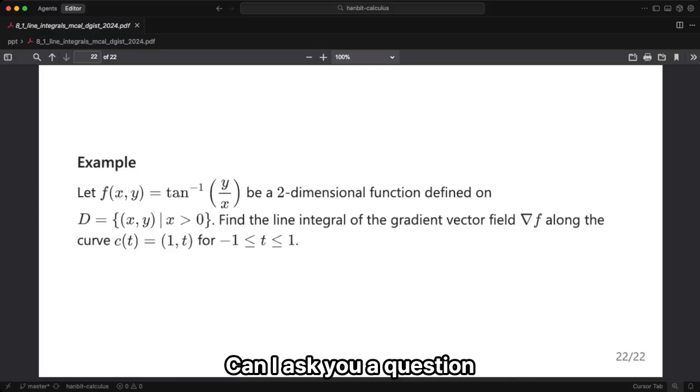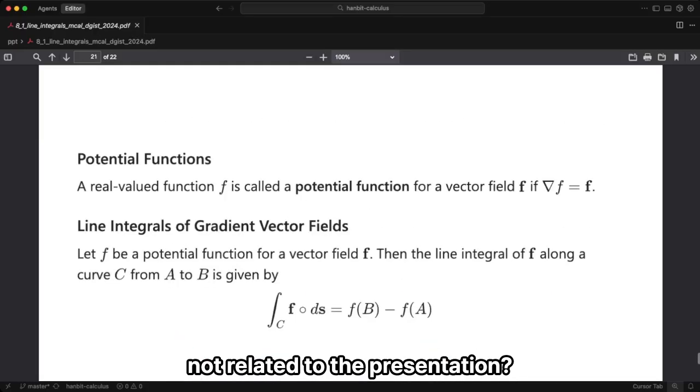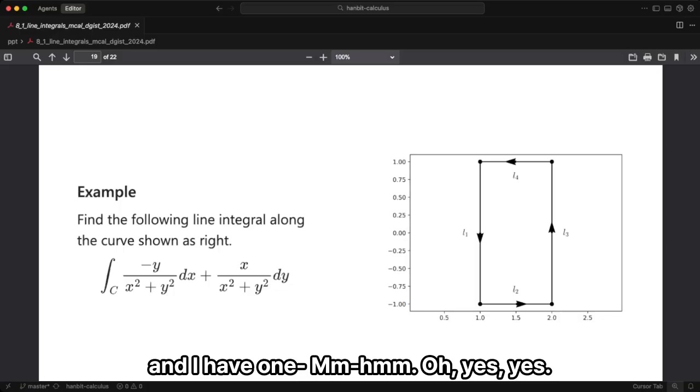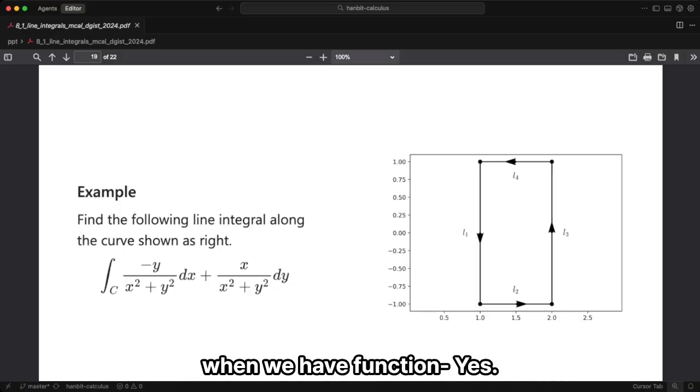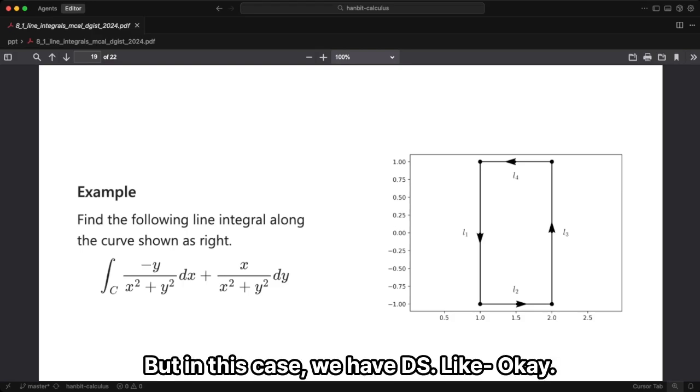Yes. But not related to the presentation. Which one? I prepared with a book and I have one. Oh yes. Okay. Can you look at my notes? What is the difference between when we have a function, for example, and we have dz? But in this case, we have ds.